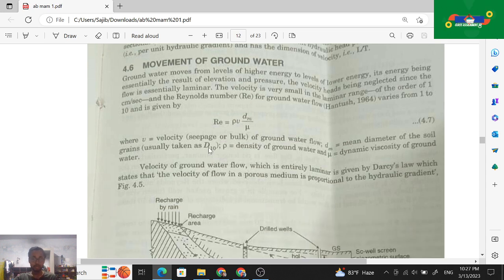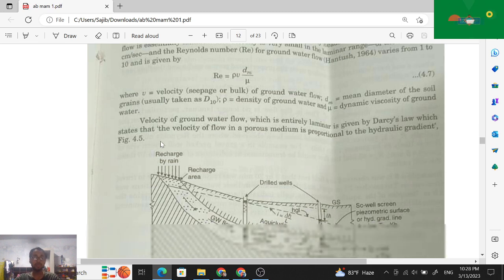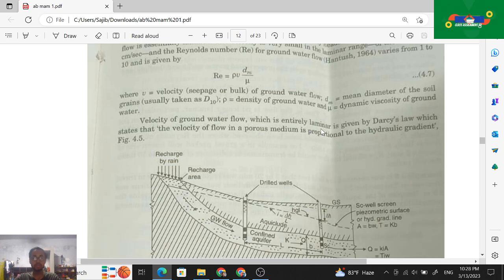Here v means velocity, the velocity of the seepage or groundwater flow, dm means mean diameter of the soil grains, usually taken as d10, rho equals density of the groundwater, and mu equals dynamic viscosity of the groundwater. Then the velocity of the groundwater flow, which is entirely laminar, is given by Darcy's law, which states that the velocity of water in a porous medium is proportional to the hydraulic gradient.